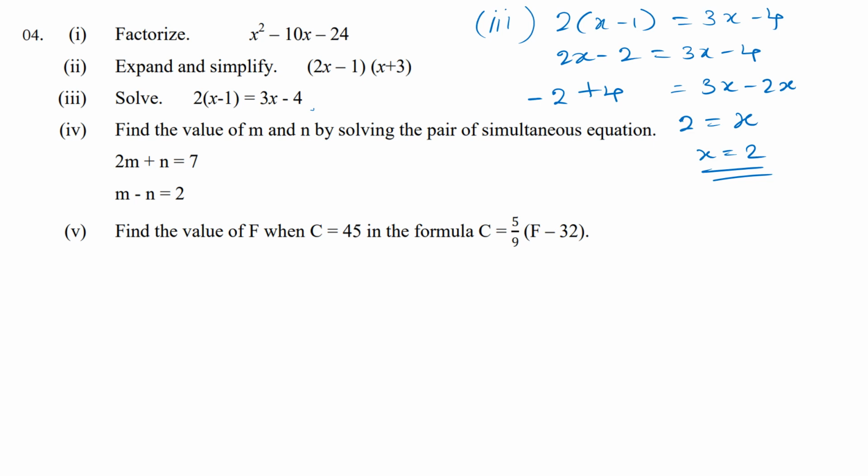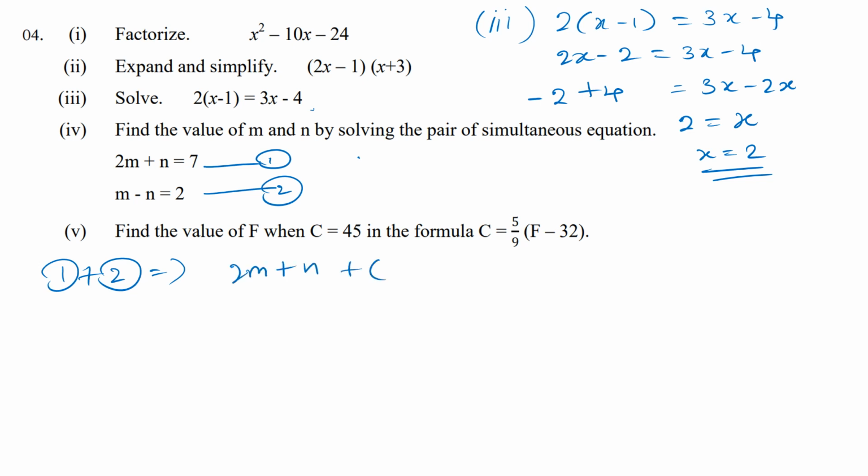And find the value of m and n by solving the pair of simultaneous equations. So you can mark this 1, you can name this 2. Here you can add, you can do 1 plus 2, and this means 2m plus n plus m minus n equals 7 plus 2, so that means 9. Here you have to cancel out this.